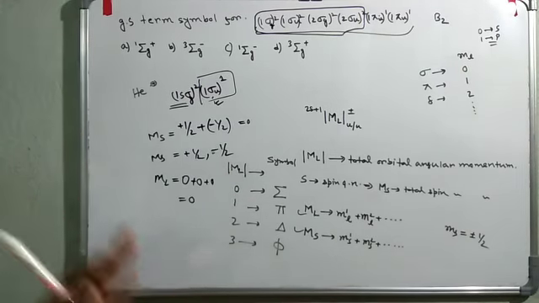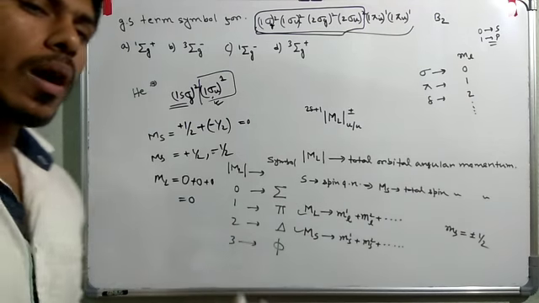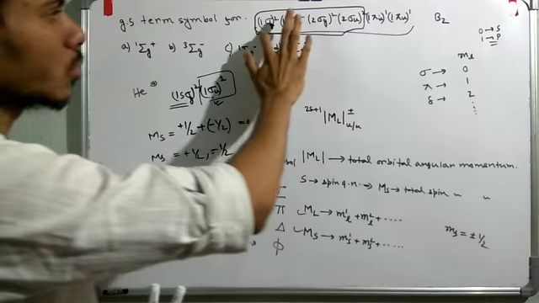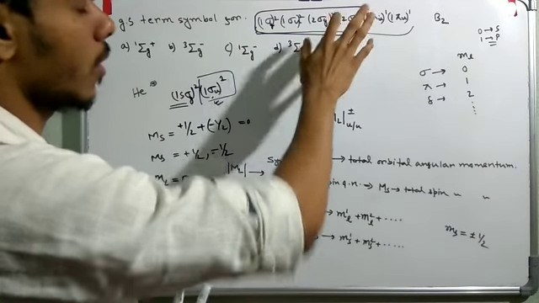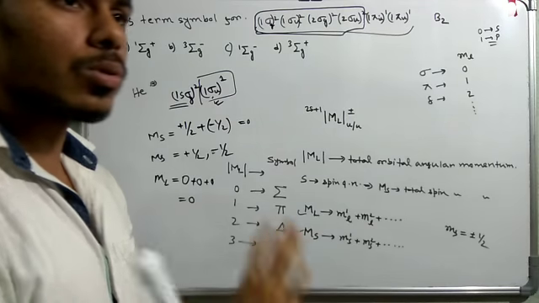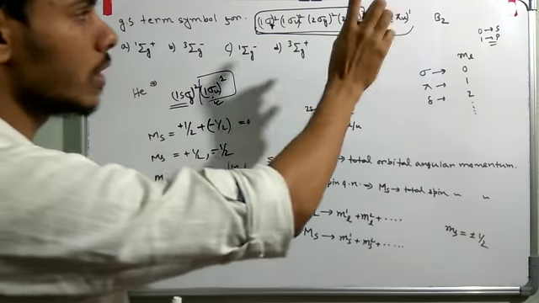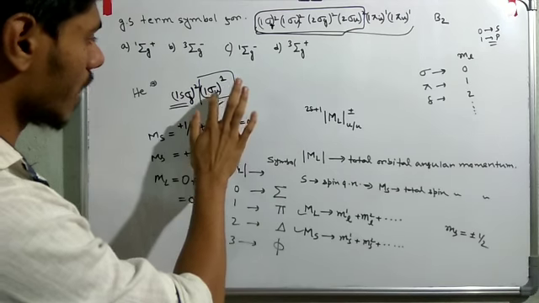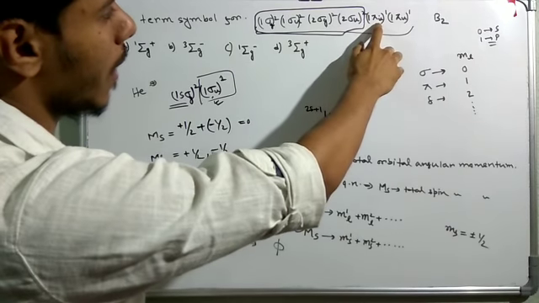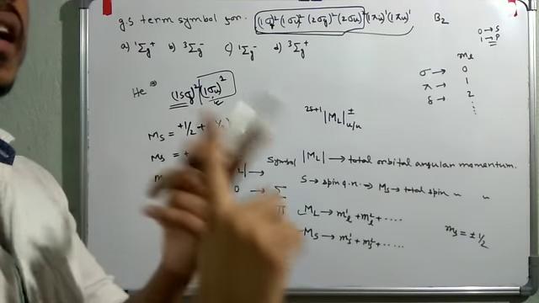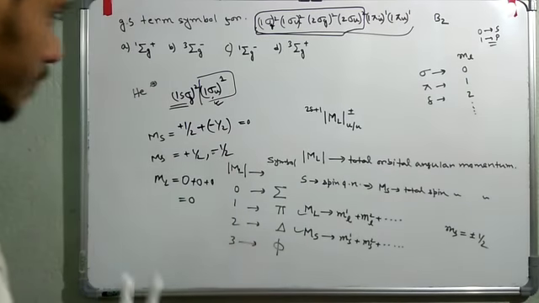What I am trying to say is that while you are determining the molecular term symbol, you don't have to bother about the closed shell, that is the orbitals which are completely filled. You only have to take care about the orbitals which are half filled. For example, here it is 1 sigma u 1, here it is 1 pi u 1 and 1 pi u 1. Only those orbitals which are half filled, you have to take care of.